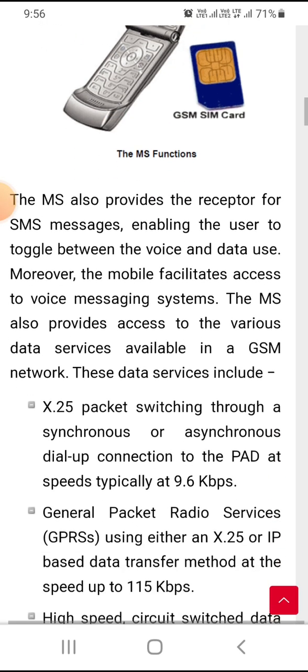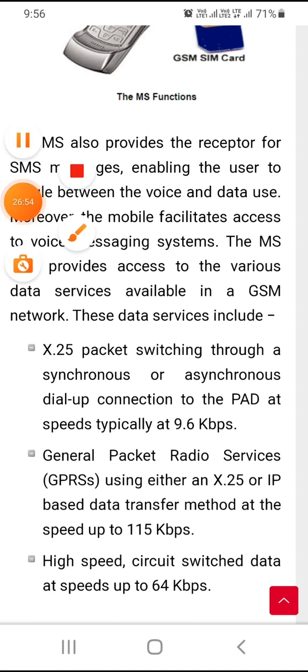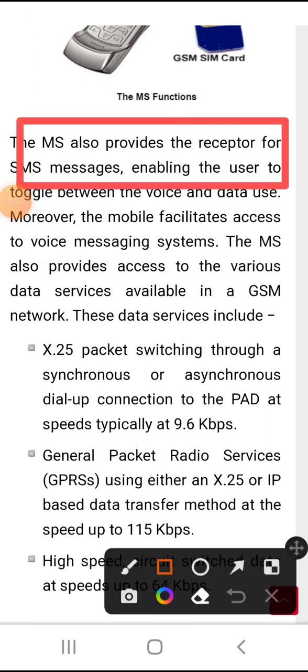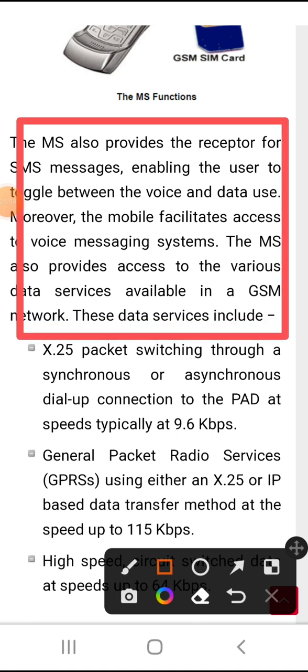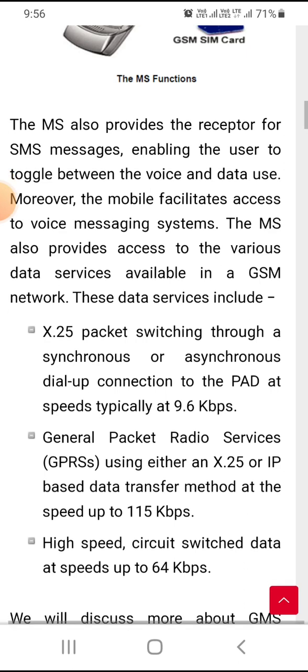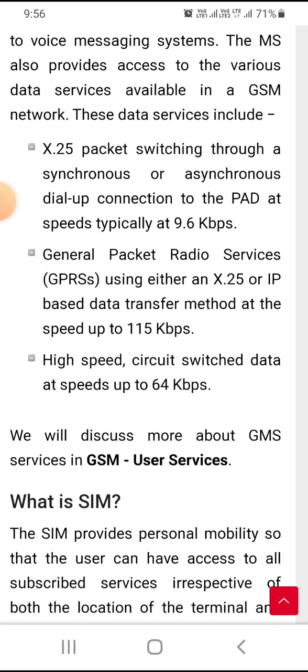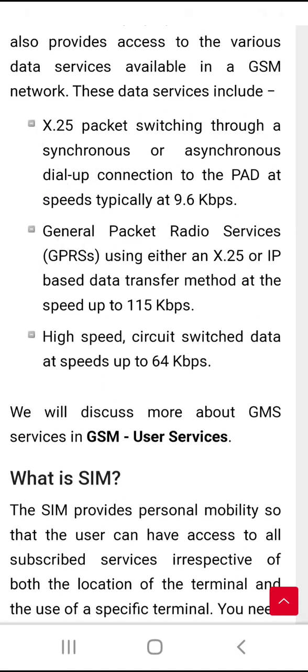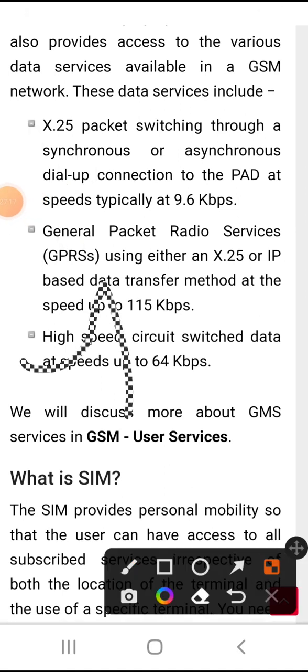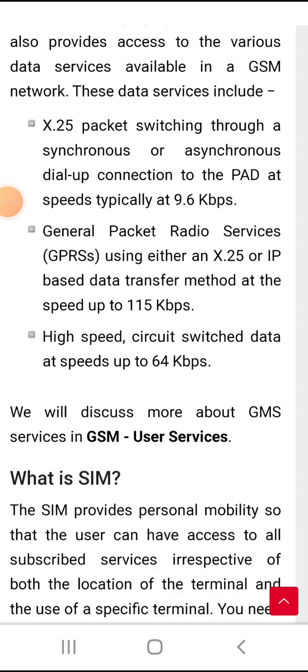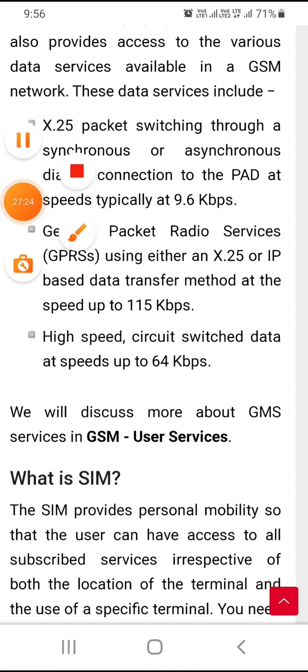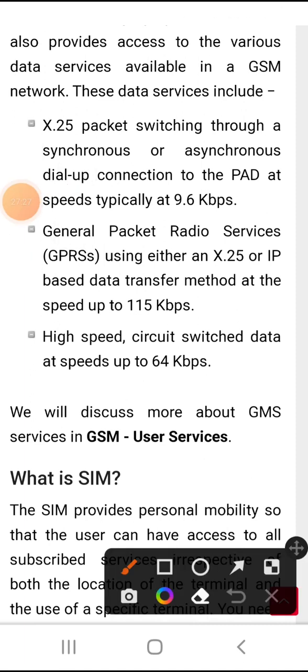The MS also provides the repeater so that the user has voice and data access. Moreover, the mobile facilities access the voice messaging system. The MS also provides access to the various data services available in the GSM network. These data services include the connection to the packet network, typically at a speed of 9.6 kbps.